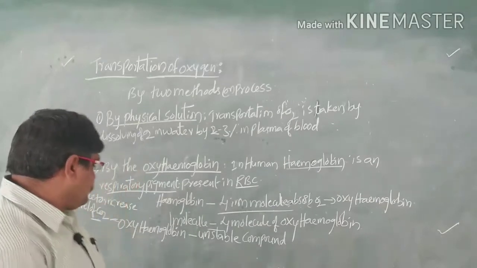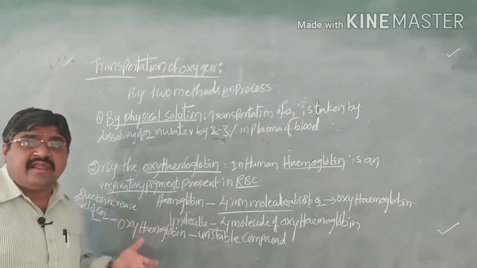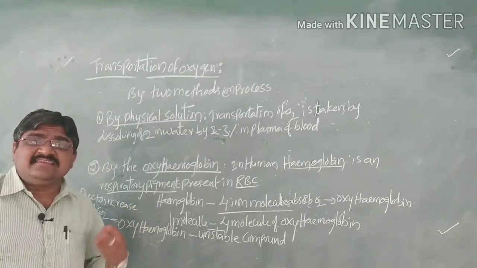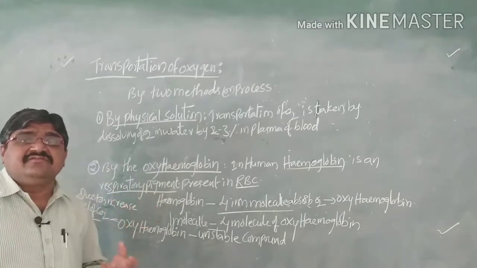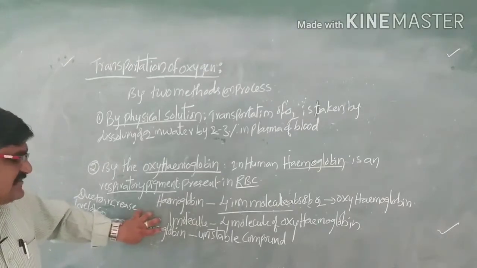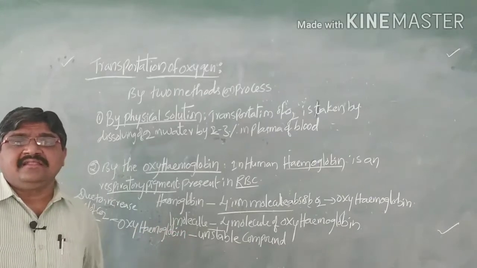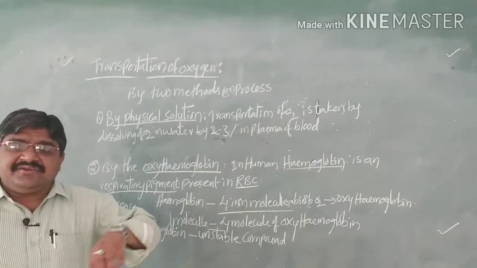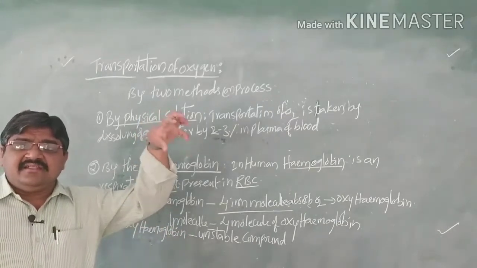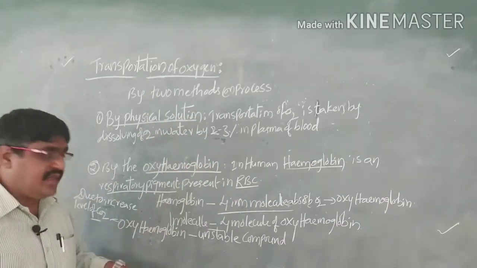So due to the increased affinity of carbon dioxide in the cells, dissociation takes place easily into oxygen plus hemoglobin. Again that hemoglobin enters the lungs and carries oxygen to different parts of the body.